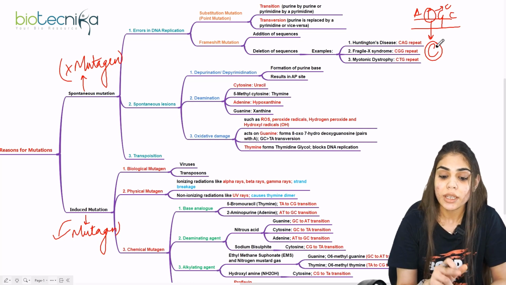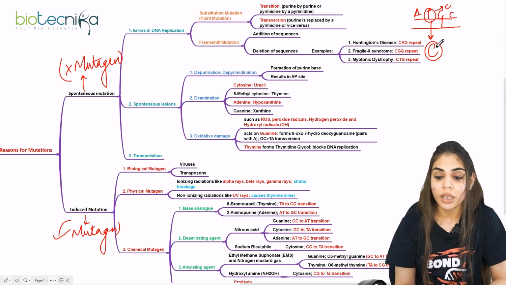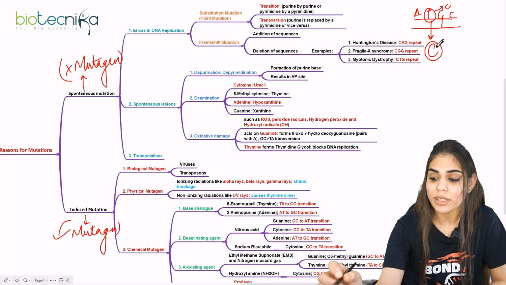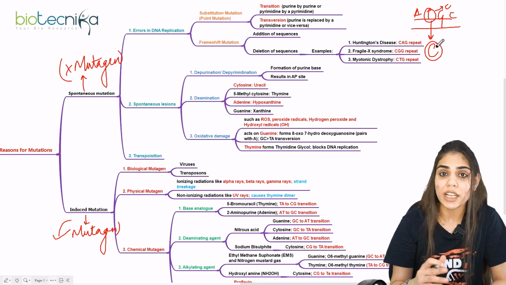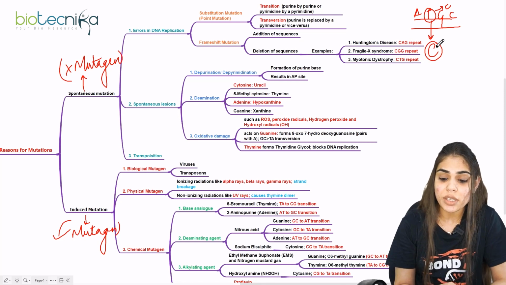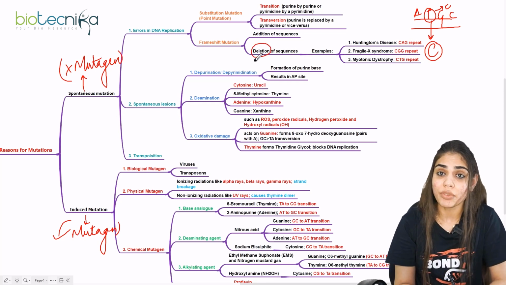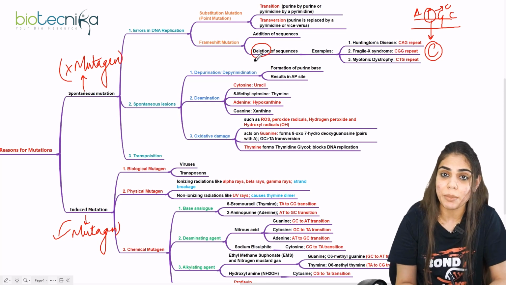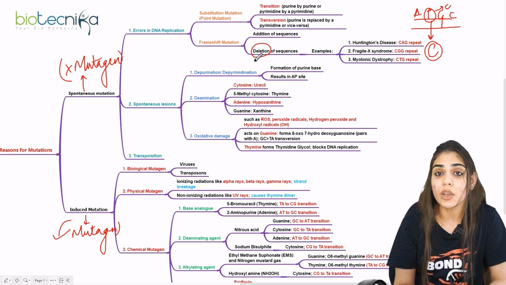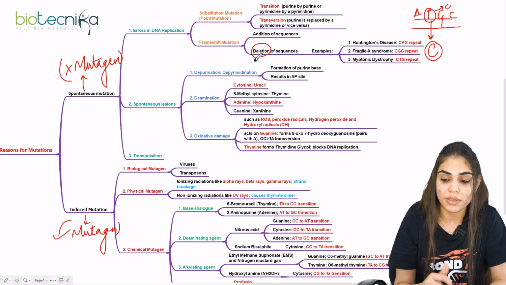The second is frameshift mutation, meaning there will be an addition of sequences in the DNA that will shift the frame and cause different protein formation. So this addition or deletion of sequences always leads to a shift in the frame. But for this deletion of sequences, there are three examples that you have to learn, and that is important from the exam point of view. So which sequences, when deleted, lead to diseases?